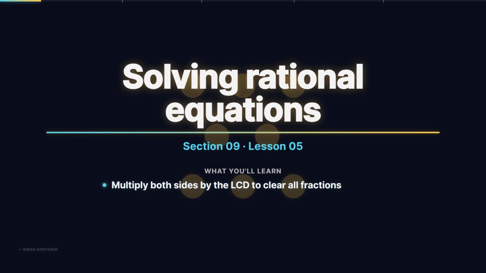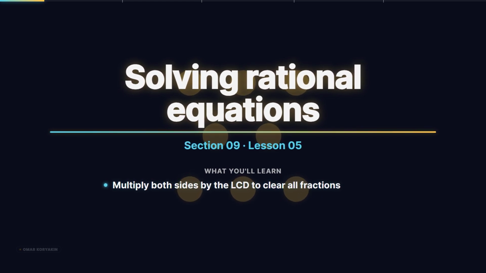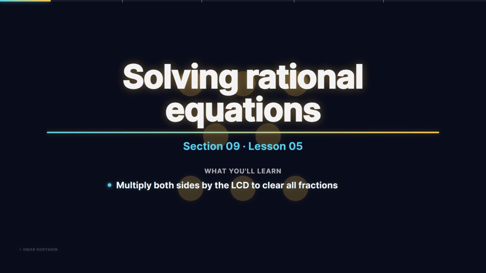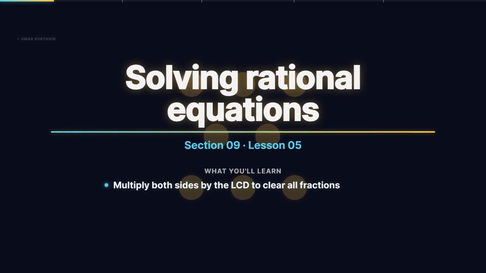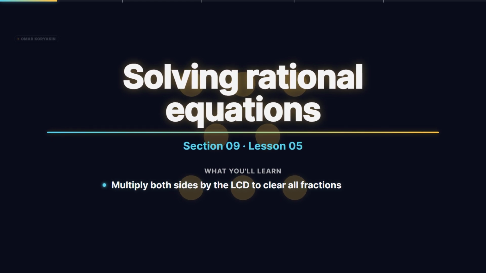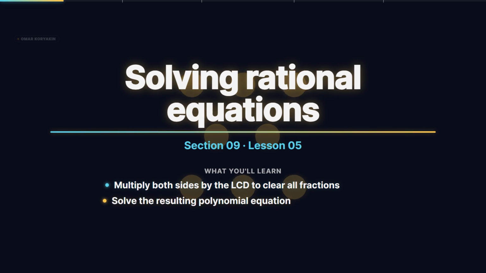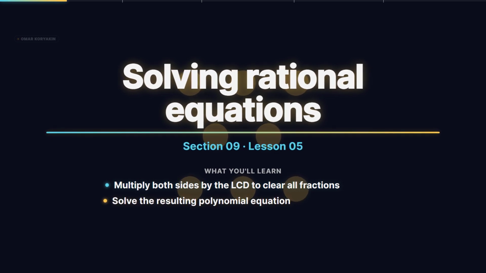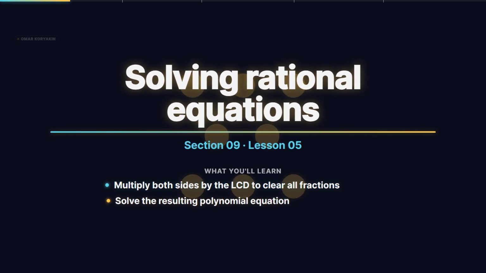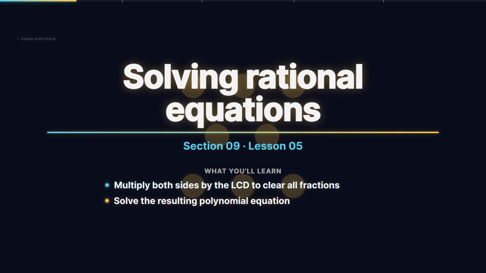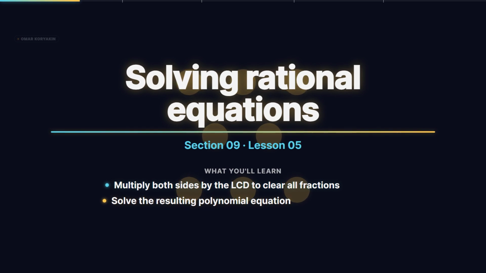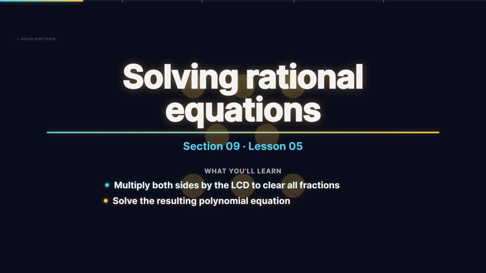The procedure has 3 steps. First, find the LCD of every fraction in the equation, exactly the same LCD you would compute for adding rational expressions. Second, multiply both sides of the equation by that LCD, which clears all the fractions. Third, solve the resulting polynomial equation using the techniques from sections 8 and 9. The fourth and crucial step is to check each candidate in the original equation.